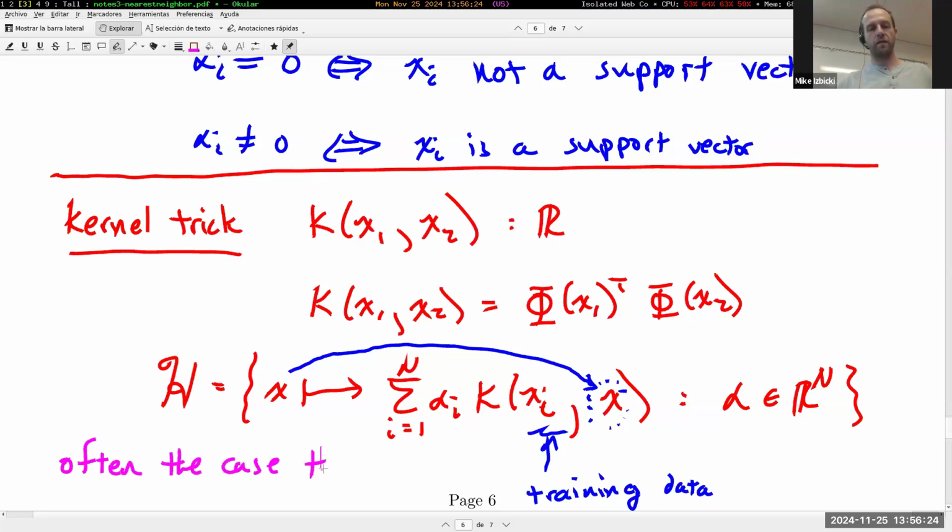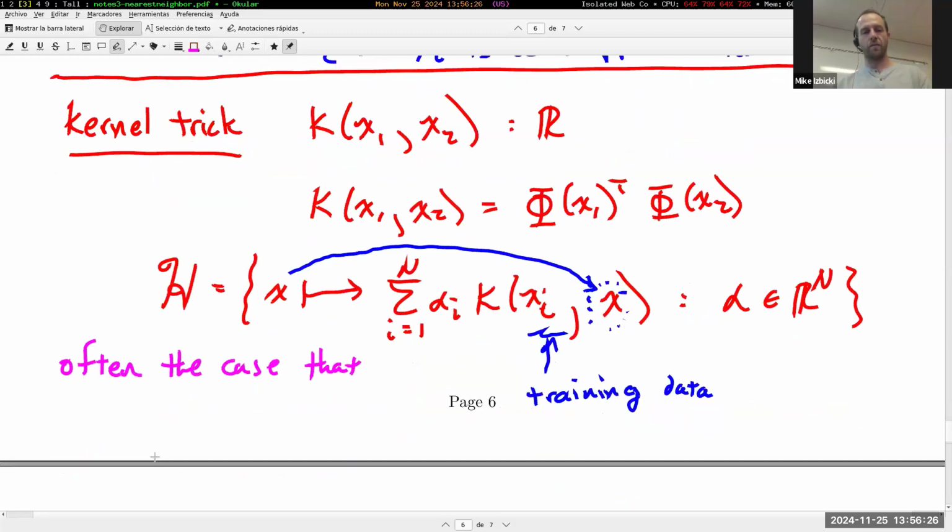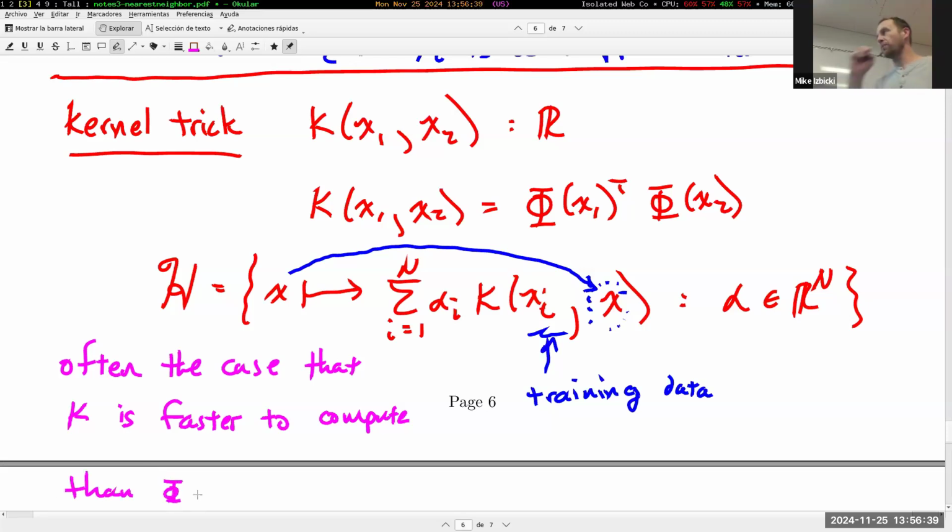The case that k is faster to compute than phi. And in particular, for a lot of very interesting kernels, it's often the case that our phi has infinite dimensions.